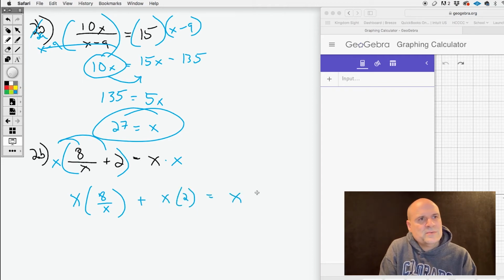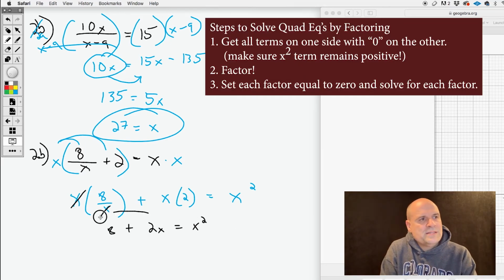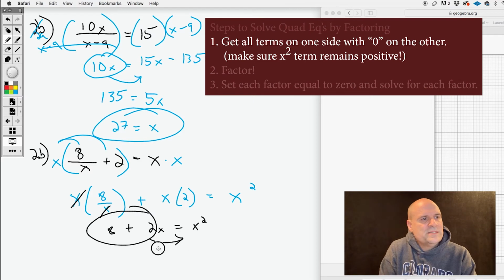And on this side, we'll just simplify that. That's x squared. So let's rewrite this. The x's cancel and you're left with 8 plus 2x equals x squared. Let's bring all this stuff over here. So we get 0 equals x squared minus 2x minus 8.